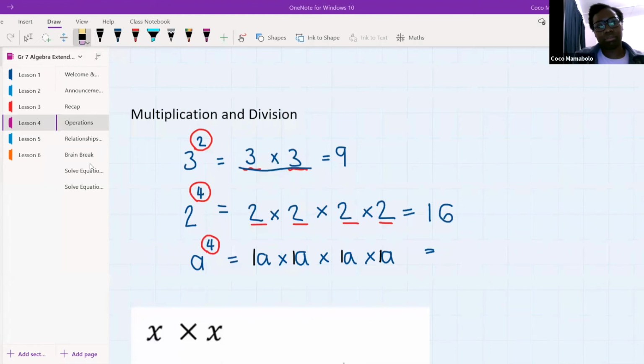It's 4 cubed, ma'am. Oh, not 4 cubed. It's not, because remember there are 4 of them. So it's going to be a to the power of 4.